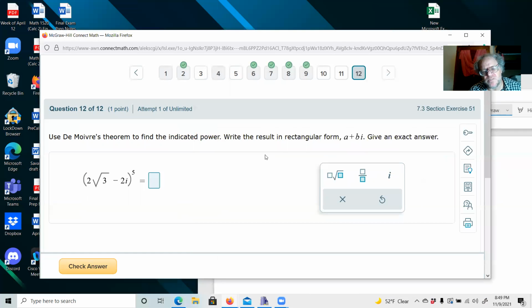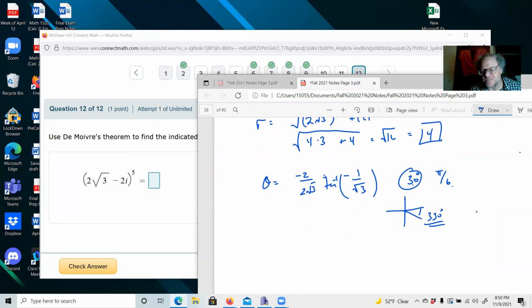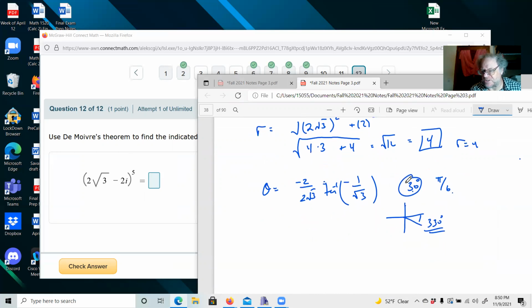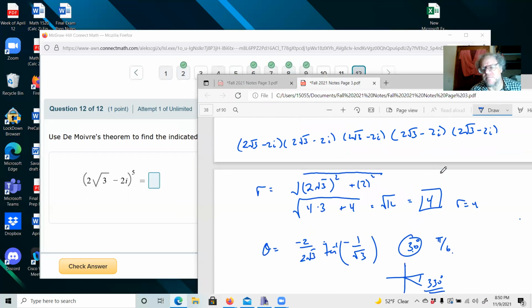Did they care about degrees versus radians? They did not care. Let's push the envelope. Let's see if they wanted 30 degrees. It's not really 30 degrees though, because tangent here is down here. So it's really 330 degrees because that's the reference angle. So let's go 330 degrees and see if it lets us do it. Okay, so R is equal to 4. There's our degrees. If not, we would use 11 pi over 6, I suppose.